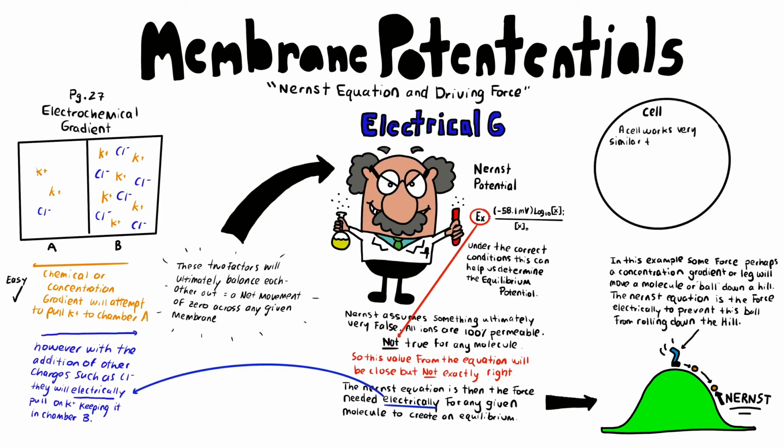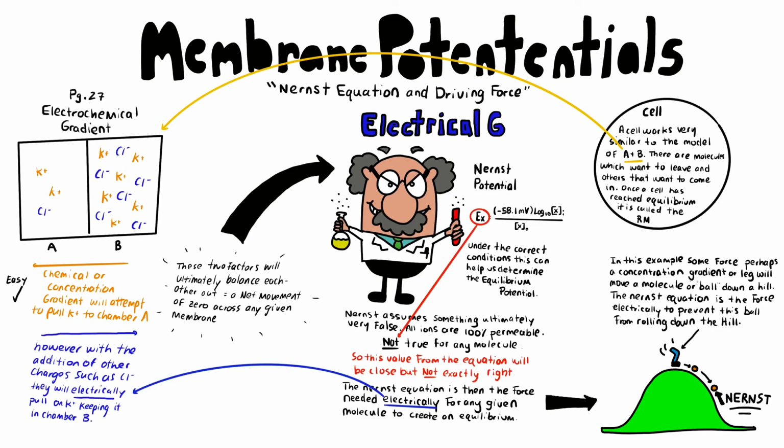In a cell, it's going to work very similarly to that original AB setup that we talked about, with both chemical and electrical gradients that are necessary to establish an equilibrium. But when we talk about the resting membrane potential of a cell, it's going to be different than the Nernst equation, because the Nernst potential and equation assume that the molecule is 100% permeable, which we know is never true. The resting membrane potential, however, takes into account all aspects of a molecule and thus is more accurate.